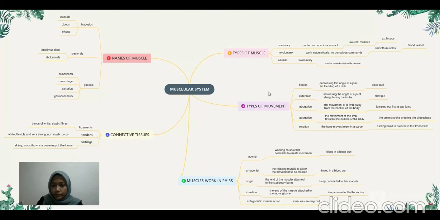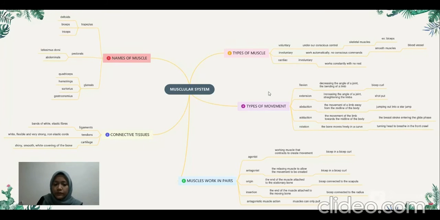For types of movement, we have 5. Flexion is decreasing the angle of a joint, the bending of a limb. Extension is increasing the angle of a joint, straightening the limb. Next, abduction is the movement of a limb away from the midline of the body. Adduction is the movement of the limb toward the midline of the body. Next and last, rotation, which is the bone moving freely in a curve.